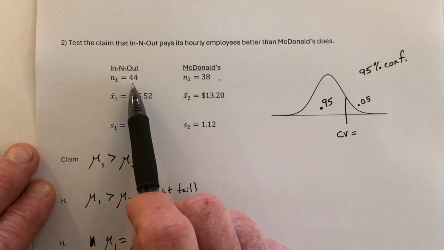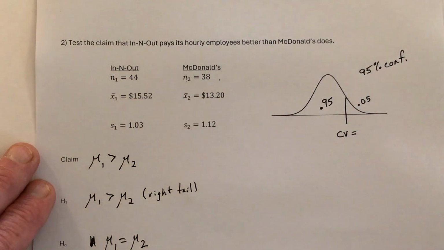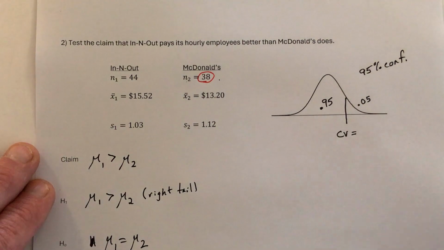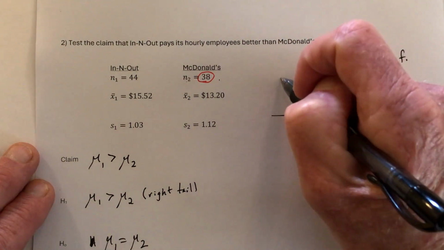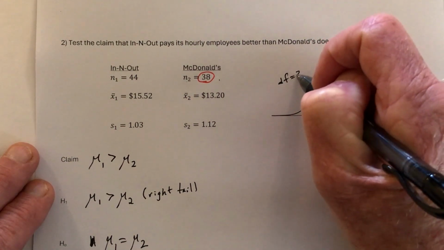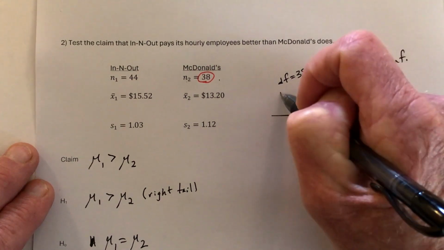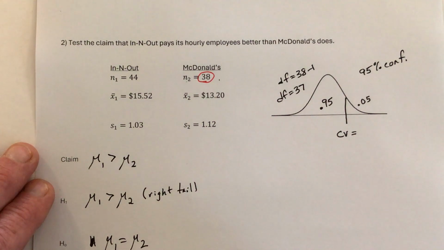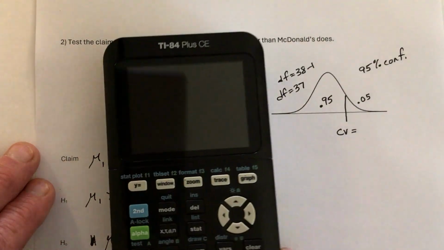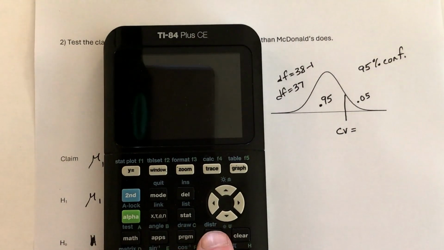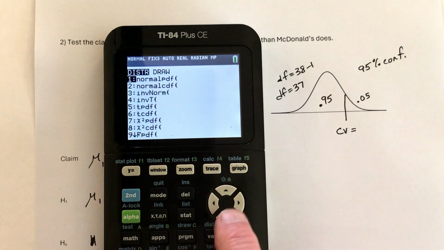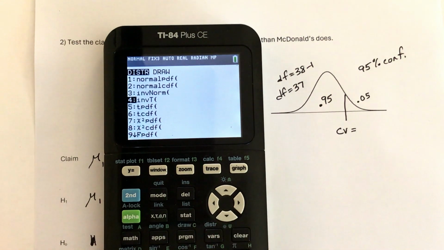And like on the last one, when I go to do degrees of freedom, I have to do the one that is smaller. So the n that is smaller. So that means that degrees of freedom will be 38 minus 1, also known as 37. All right, now use the distribution. So first turn the calculator on, and then go second distribution, and use number 4, the inverse t.